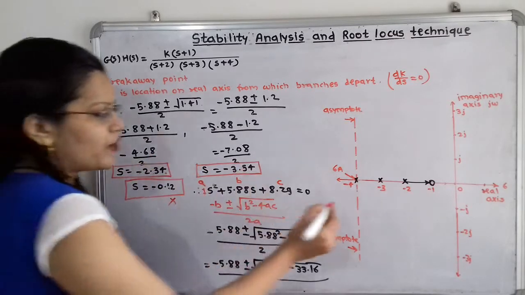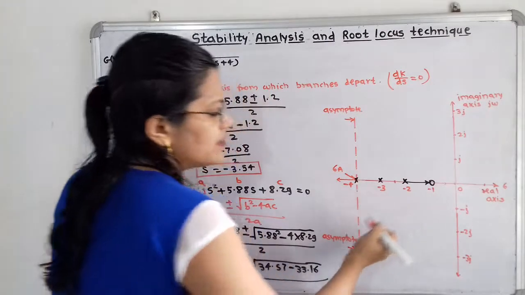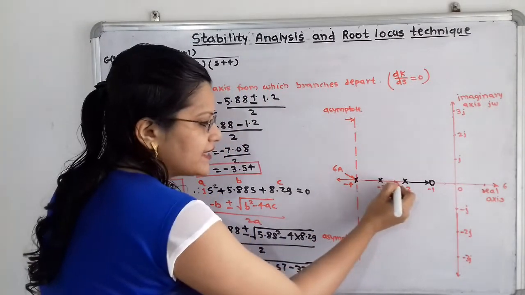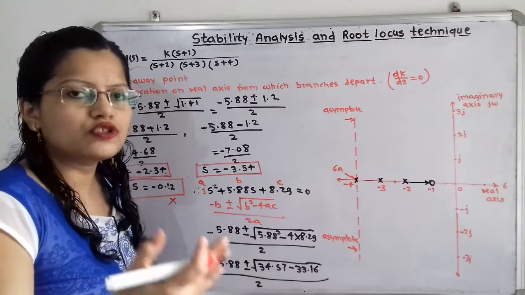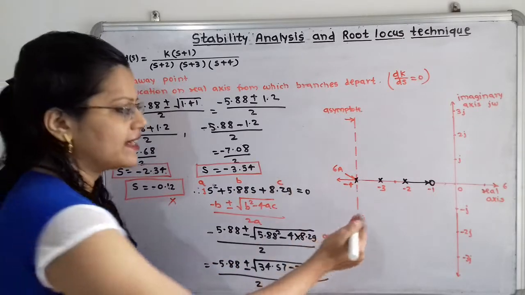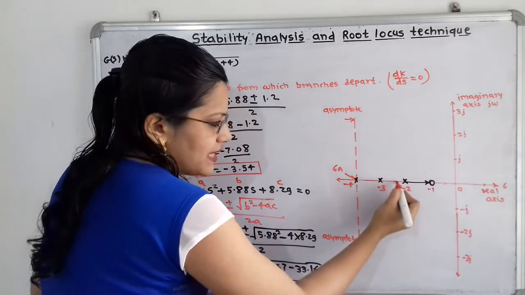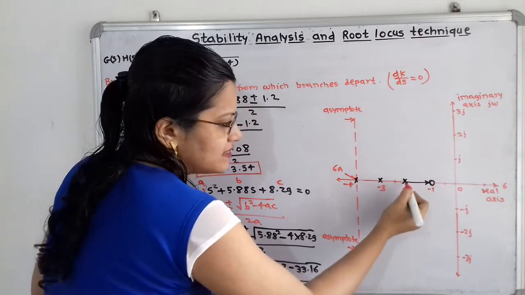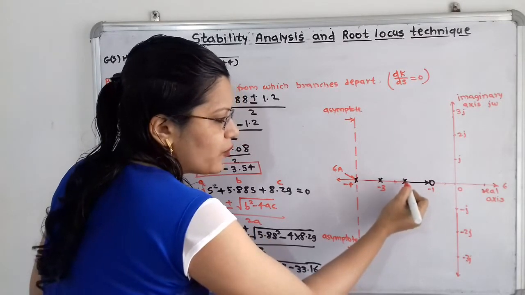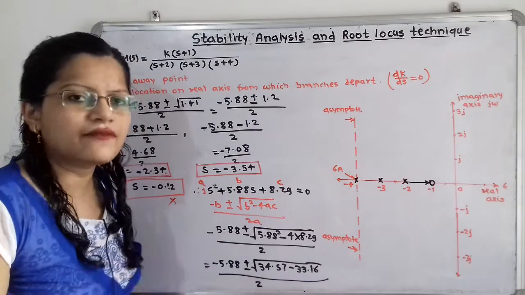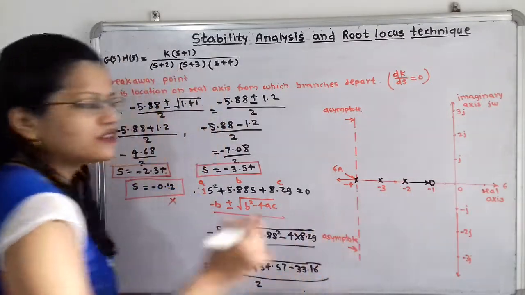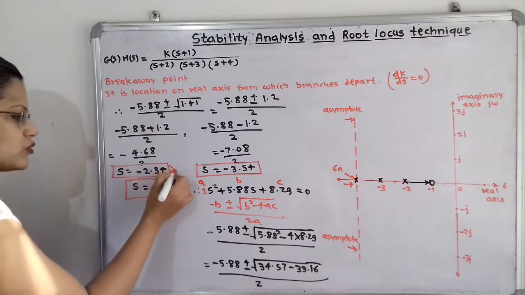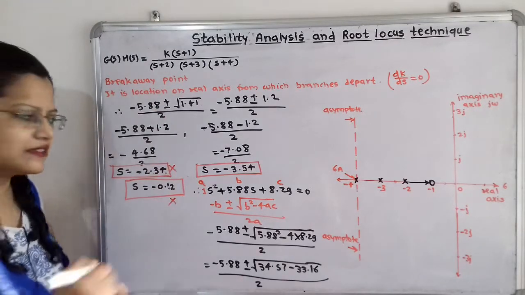Now we will check the second point, that is minus 2.34. That means the point is here. Now if I check, the sum of real poles and zeros on the right hand side should be an odd number. If I select this point, on the right hand side the sum of poles and zeros is 2, that is an even number, and not an odd number. So this point is not part of the root locus, so this point is also getting cancelled.